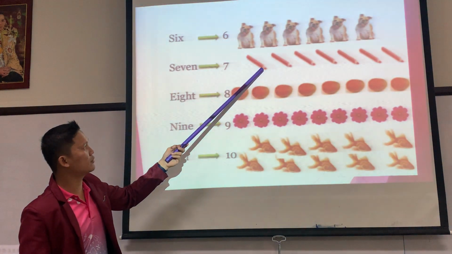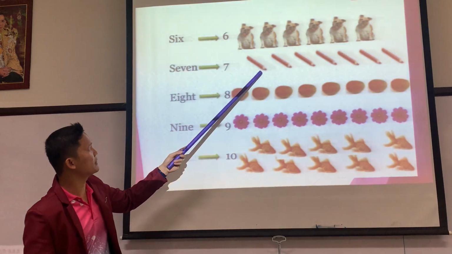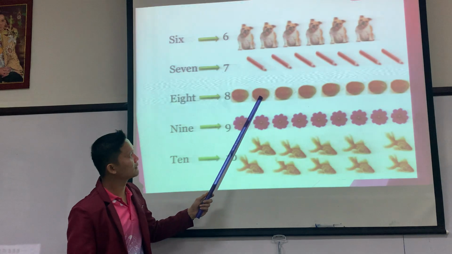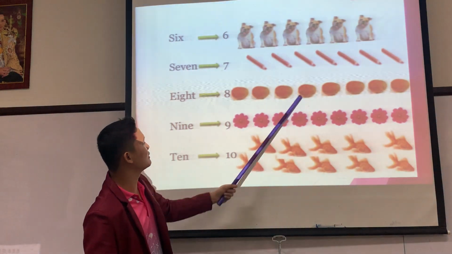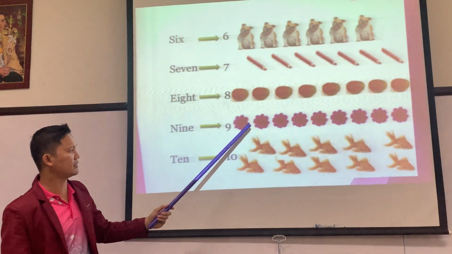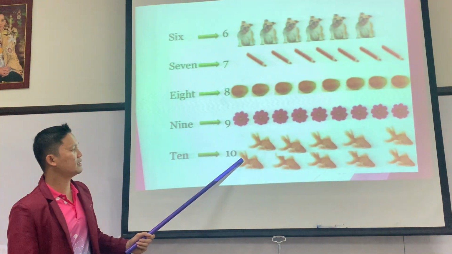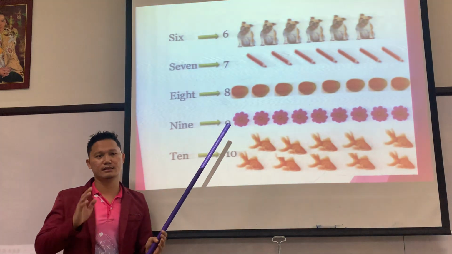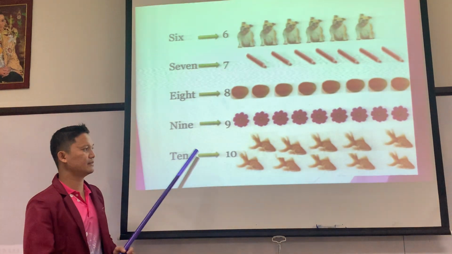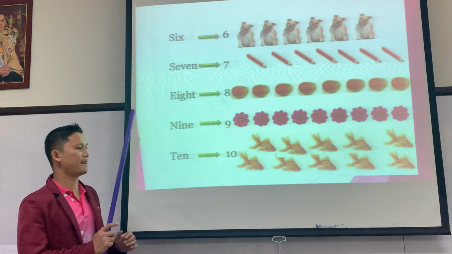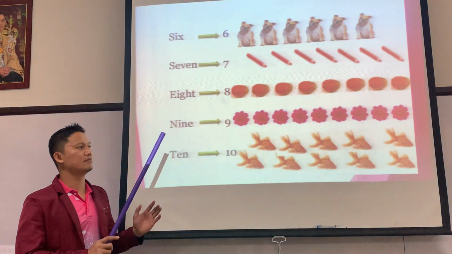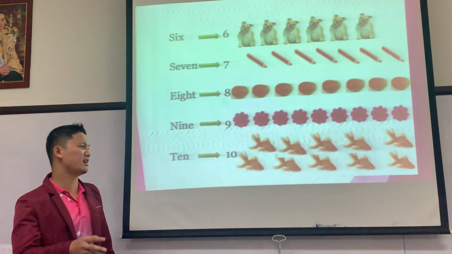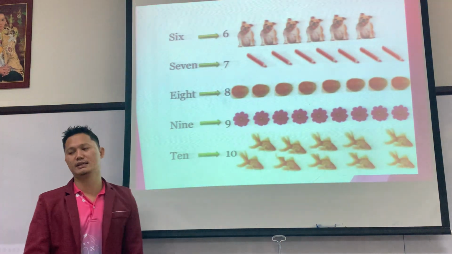This is color pencils. Okay, and 8, I think apples. And then 9 flowers. Then 10 fishes. Okay. So we set the numbers through the pictures so that you might be able to count and add the numbers individually.